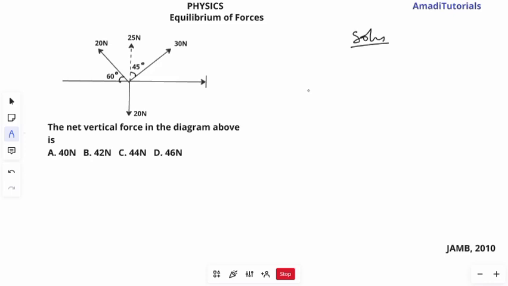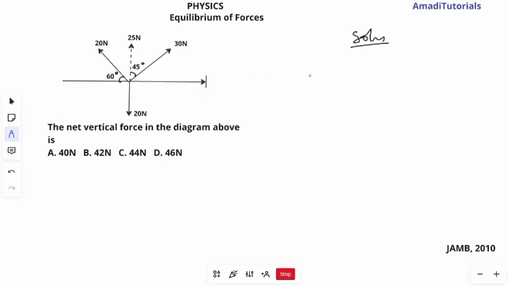So now this is how we're going to do this. We are going to resolve the forces that are not in a straightforward direction. What I mean by straightforward, like you see this 25 Newton is in a straightforward direction, that's due north. This 20 Newton due south. But this 30 Newton is going both northwards and eastwards. So we're going to resolve these ones that are inclined at an angle. So let's proceed.